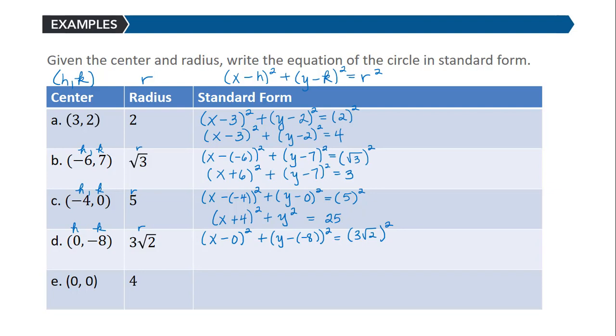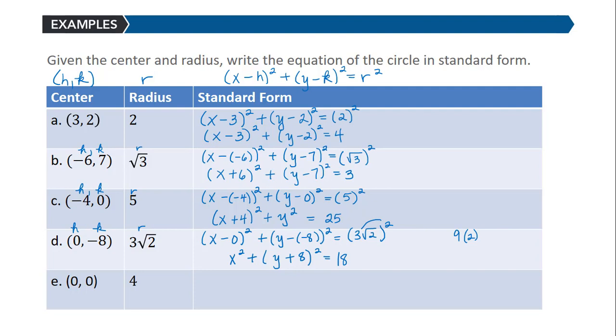x minus 0 squared is simply x squared, plus y plus 8 squared. When we square 3 on the square root of 2, recall we have to square 3, which is 9. When we square the square root of 2, we get 2, and 9 times 2 is 18.